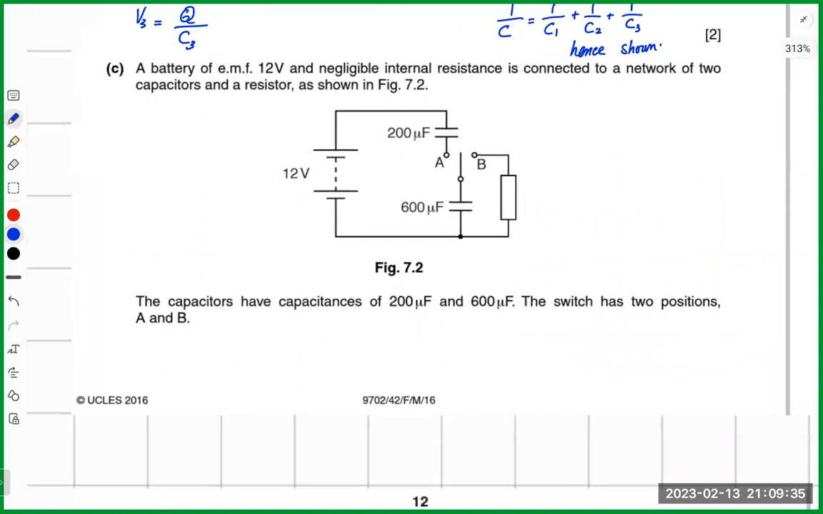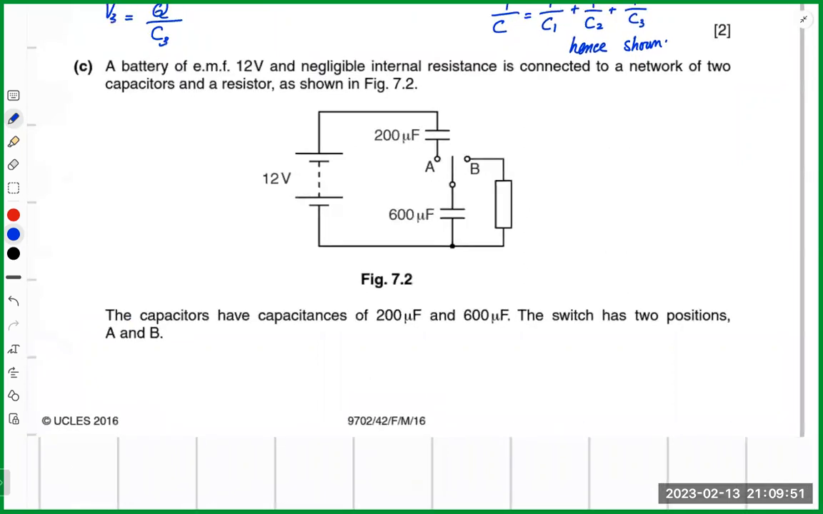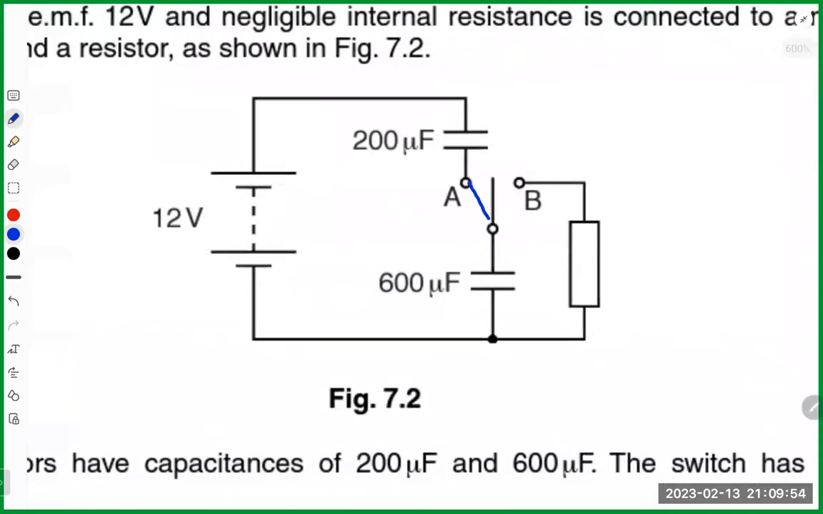Now, a battery of EMF 12 volt and negligible internal resistance is connected to the network of two capacitors and a resistor as shown. The capacitors have capacitances 200 microfarad and 600 microfarad. The switch has two positions. So this switch can either be at A like this. That is how this should be connected if you want to charge the capacitors. And it can also be like this, when the 600 microfarad capacitor will be connected in series with the resistor.